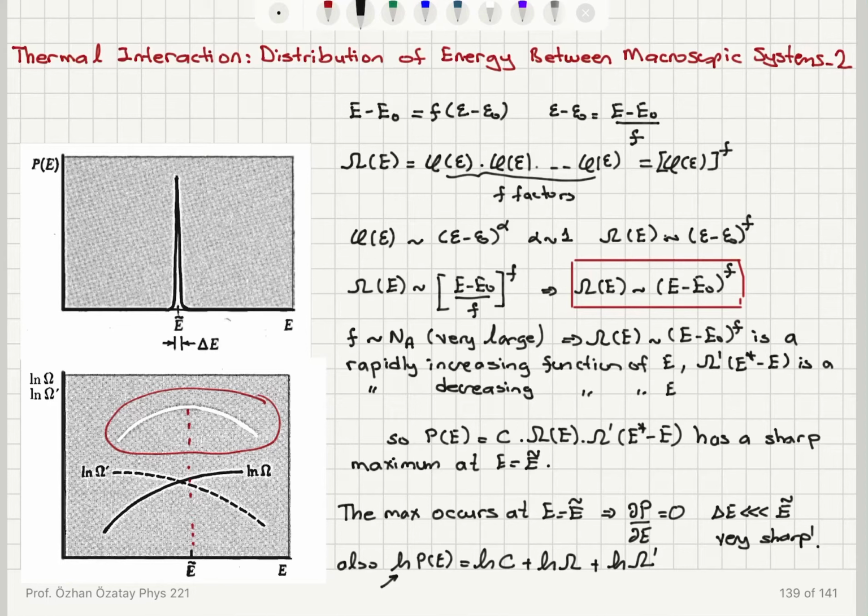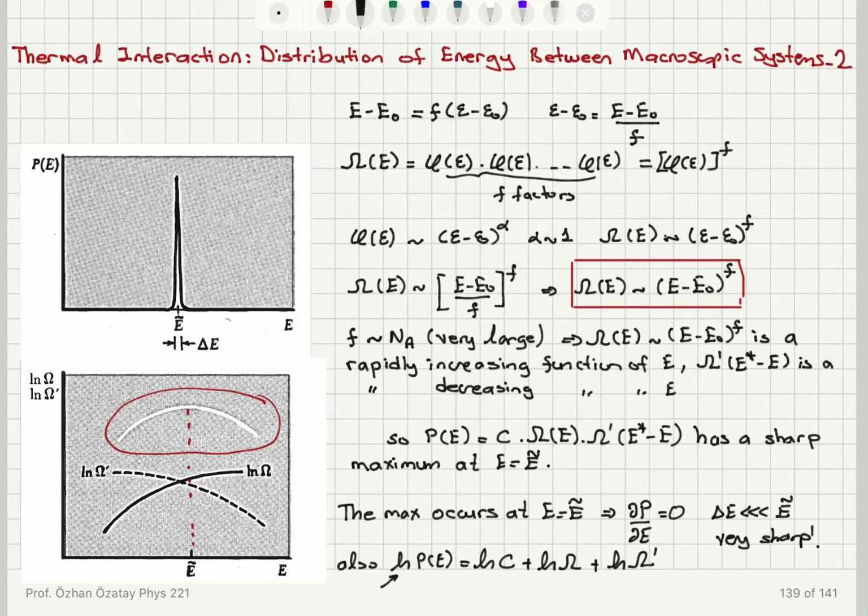So the number of accessible states varies rapidly with energy. It increases rapidly. So for omega prime, the primed system with which we have thermal interaction, whose number of accessible states are evaluated at energy E star minus E to E star minus E plus delta E, where delta E was very small so that the number of accessible states is not changing. This is a rapidly decreasing function of energy E, because it's E star minus E. So it's a rapidly increasing function of E prime. It's a rapidly decreasing function of E.